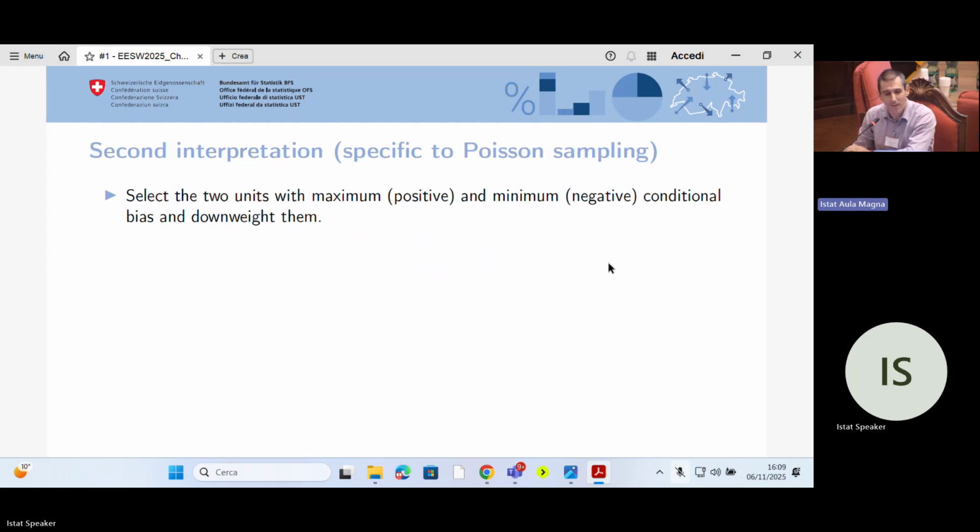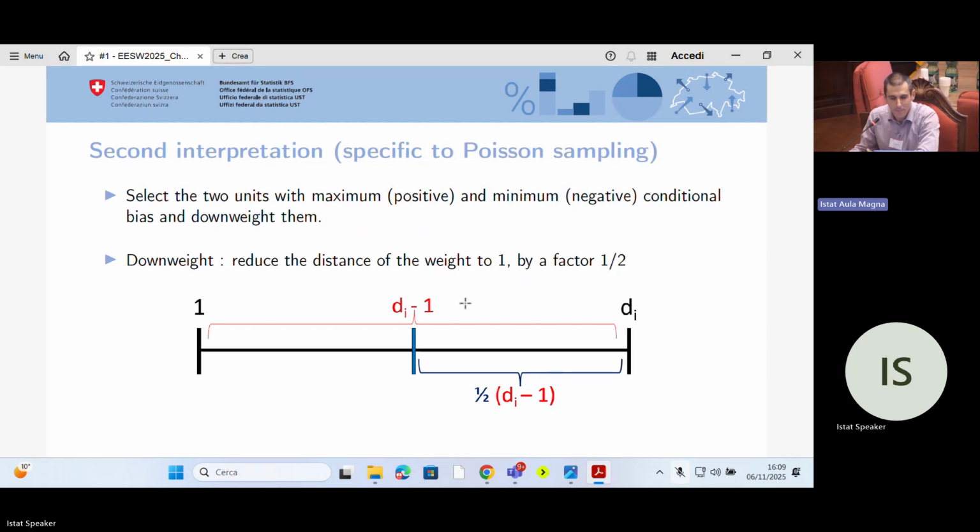And another interpretation is to say that using his estimator is equivalent to downweighting not 1 but 2 units. The one with the most positive conditional bias, so a unit which responds more than what we're saying, and the one with the most negative conditional bias, so a unit which responds less than expected. So you take somebody who responds more than what you thought, somebody who responds less than what you thought, and you downweight both of them. And by how much? Well, you reduce the distance to 1 by a factor 1/2. So that's the second interpretation.